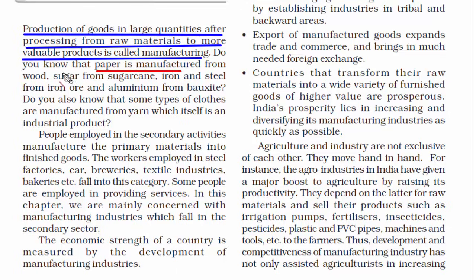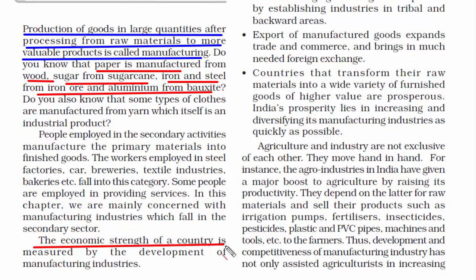So like that we have many more examples. Paper is manufactured from wood, sugar is from sugarcane, iron and steel is from iron ore, and aluminium is from bauxite. So all these materials that have market value, they all come out of ores or some kind of raw material.